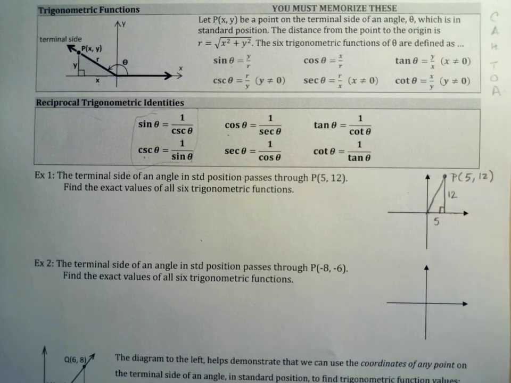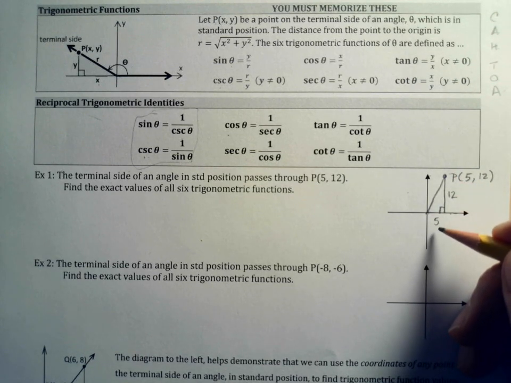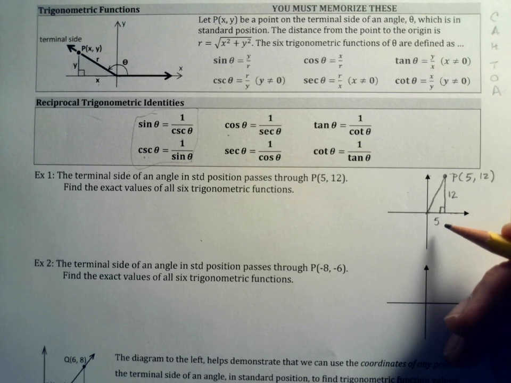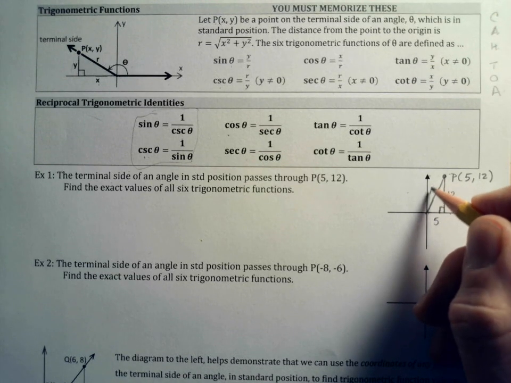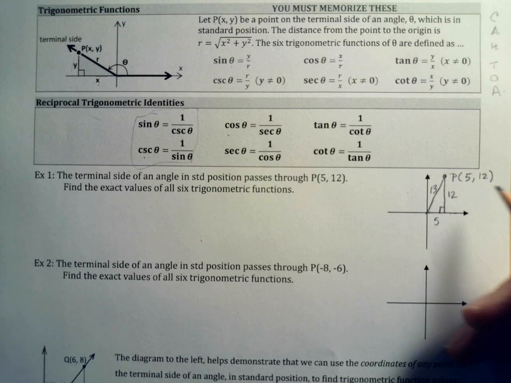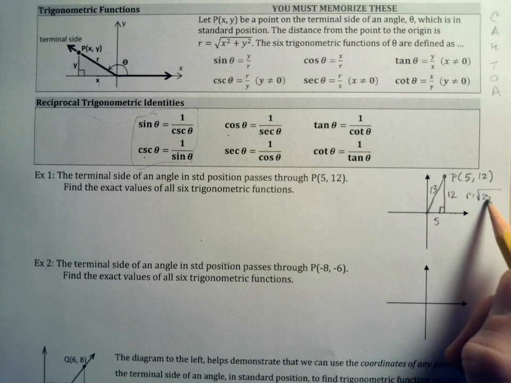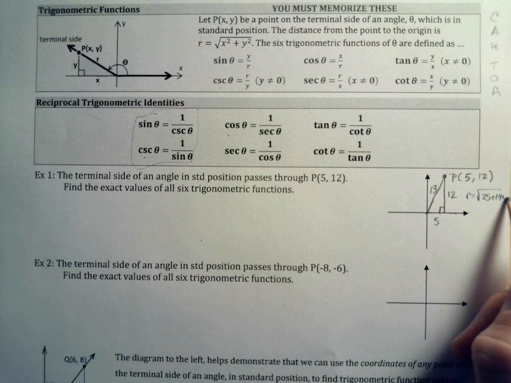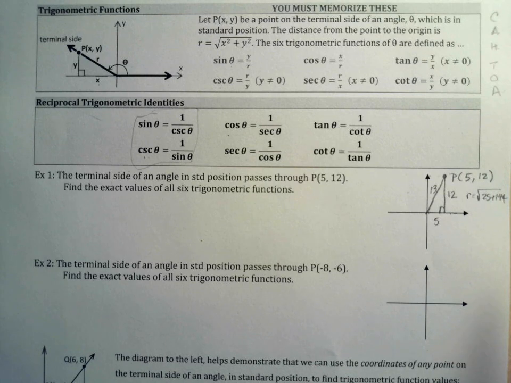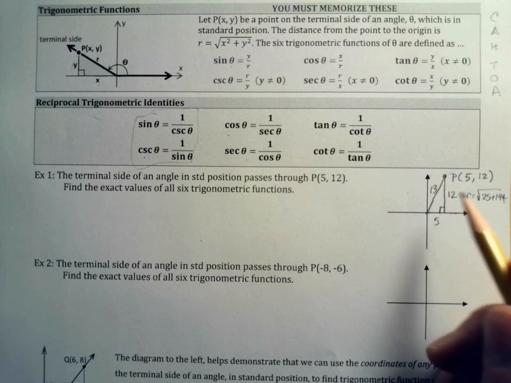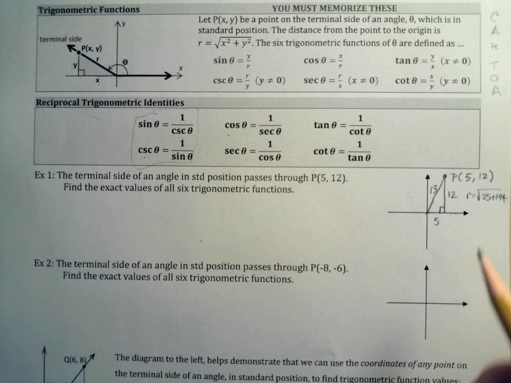So, we can use the Pythagorean theorem, or if you happen to know that there is a Pythagorean triple, 5, 12, 13. But if you didn't know that, then you would just use the Pythagorean theorem to find r. r is equal to the square root of 25 plus 144. Okay, and that's, of course, 169. The square root of 169 is 13. So 5, 12, 13 is what we call a Pythagorean triple.